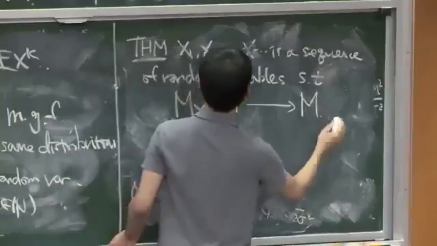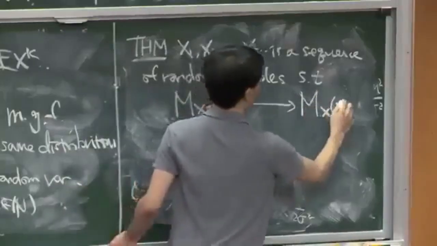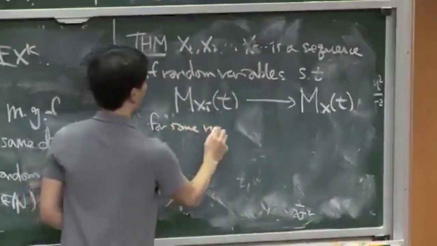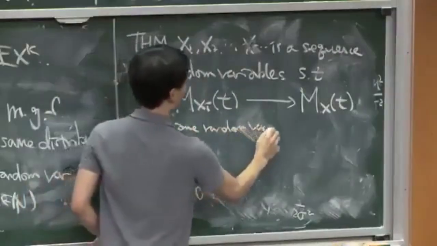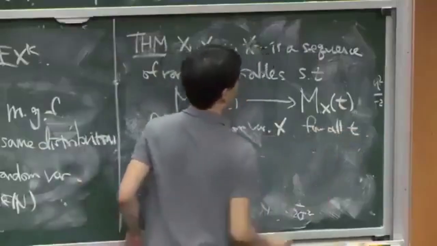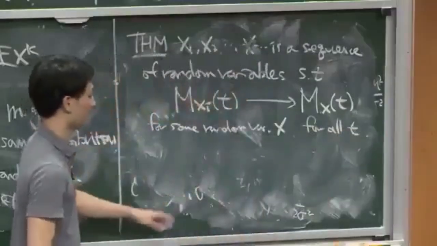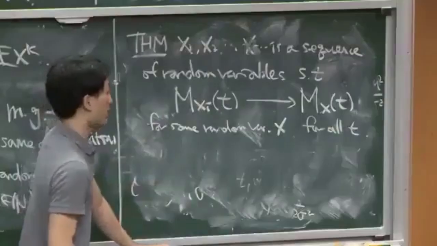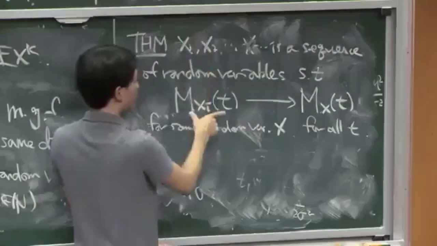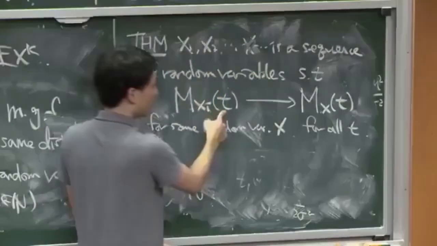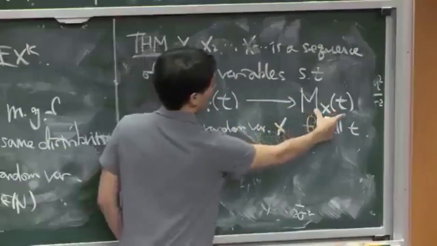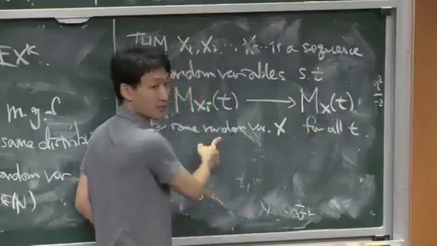To the moment generating function of some random variable x, for all t. Here we're assuming that all moment generating functions exist. So again, the situation is you have a sequence of random variables. Their moment generating functions exist. And at each point t, it converges to the value of the moment generating function of some other random variable x.